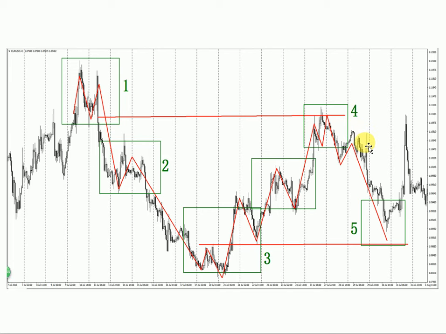So according to your strategy, trading plan, and schedule, this is a very good guideline for you to find out where your trade is going to be found.